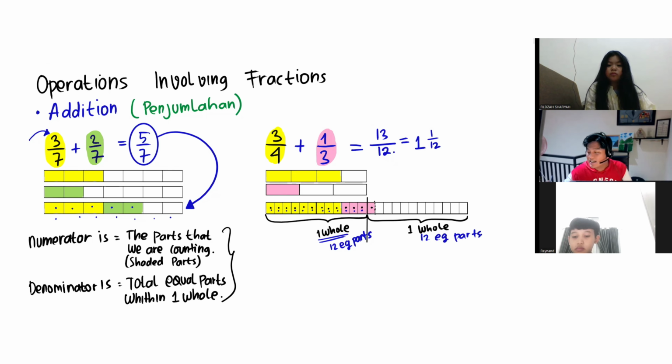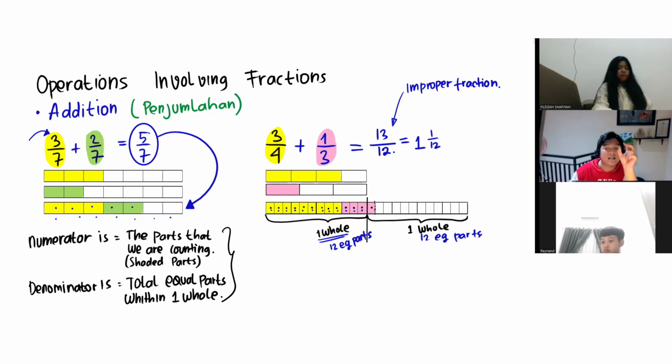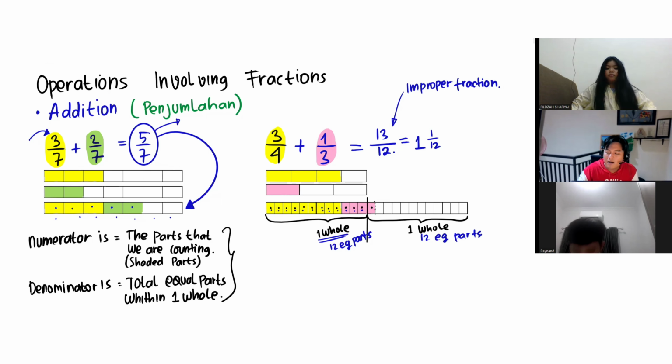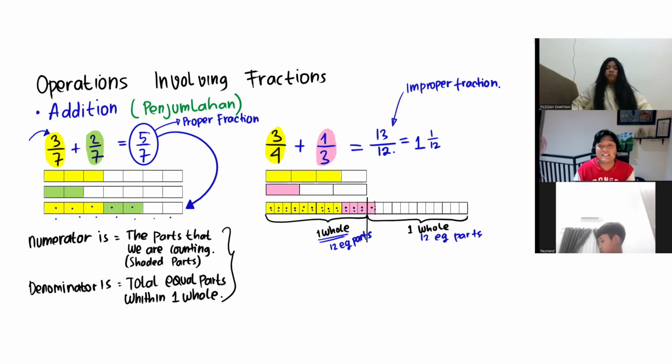This is an improper fraction, right? Improper fraction. But once you have a numerator that is less than its denominator, just like this, 5 is less than 7, no doubt about it, what is the name? Proper fraction, right? Okay, in Indonesian, proper fraction is pecahan wajar. Improper is pecahan tidak wajar.